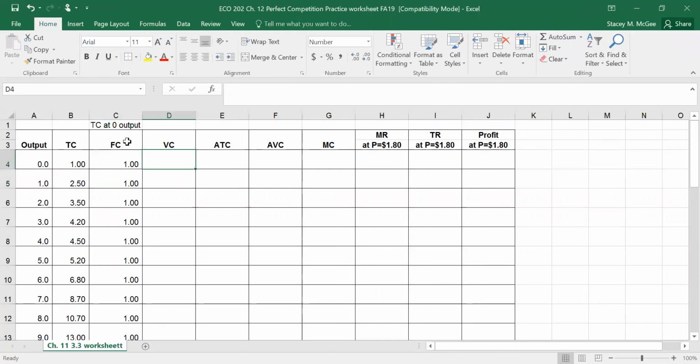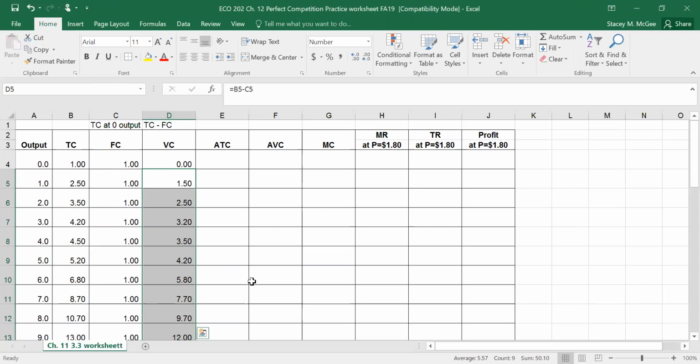Variable cost, fixed and variable together have to equal total. So if I know my total and I know my fixed, I can just subtract those. So total cost minus fixed cost is going to be my variable. So I can just do a little formula here, I'm going to take B4 minus C4, and I get 0, which makes sense at an output of 0. Copy that down, and now this has figured out my variable cost for me. So it's just the total cost minus the fixed cost. So the fixed cost is $1, so I'm going to take my total cost minus $1.